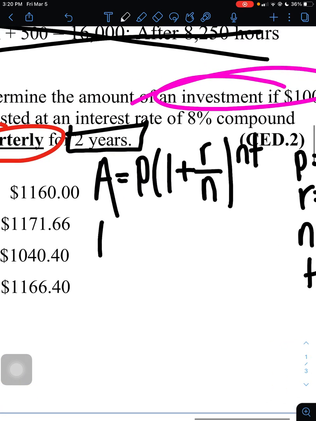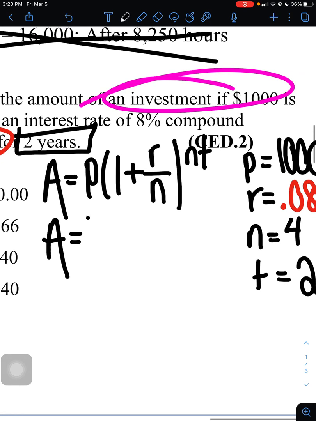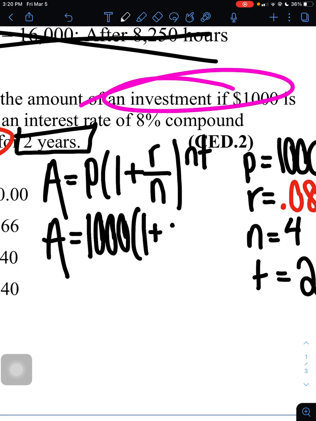I see I have A equals 1,000, I was going to say 10,000. Oh, I didn't write 10,000. I'm manifesting. Everyone's gonna receive $10,000 tomorrow.